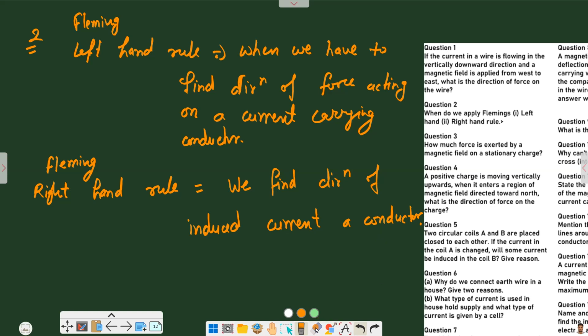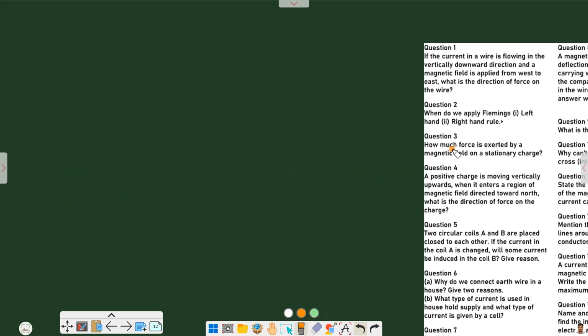Now moving to question number 3. How much force is exerted by a magnetic field on a stationary charge? We can solve this via two methods. First, we know that the force on a charged particle is QVB sin theta. If it is given that the charge is stationary, then the velocity is 0, so if you put velocity 0 here, the force will be 0.